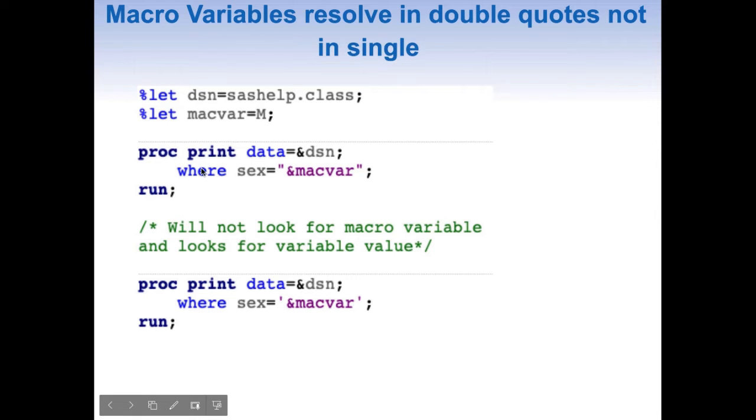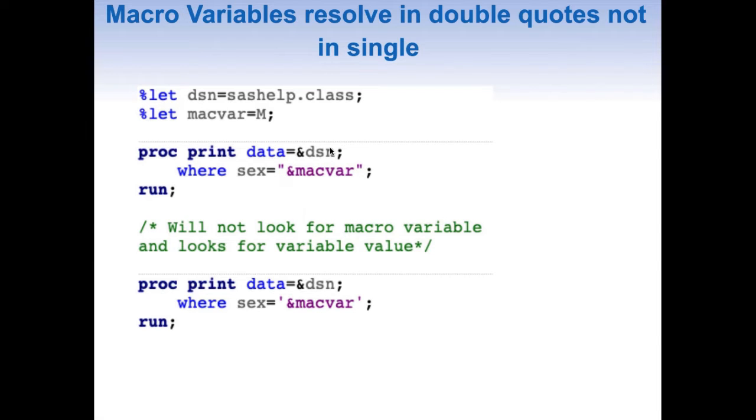Now let us look into another aspect of macro variable resolution. Here I have pretty much the same code, but here we are creating a new variable, %let macvar = m. And here I am doing proc print data=&dsn; where sex="&macvar"; run. Here it is going to resolve into m, and then we are going to get the proc print where sex = m. Here the important point to remember is, here we have double quotes.